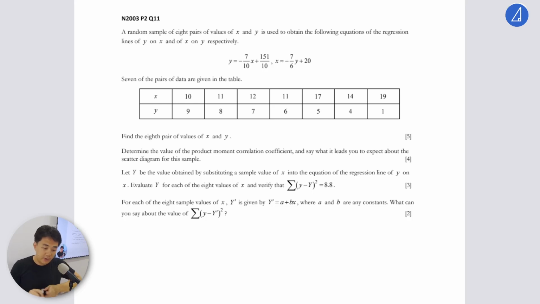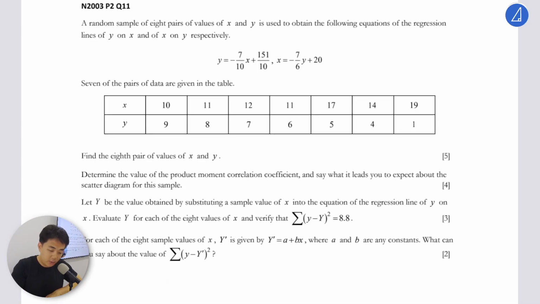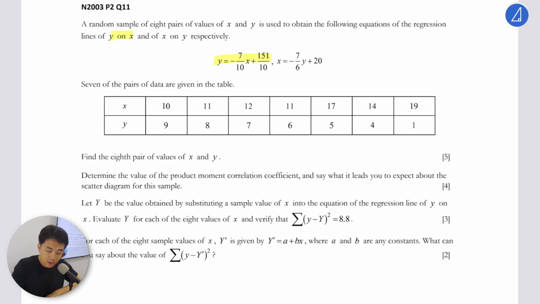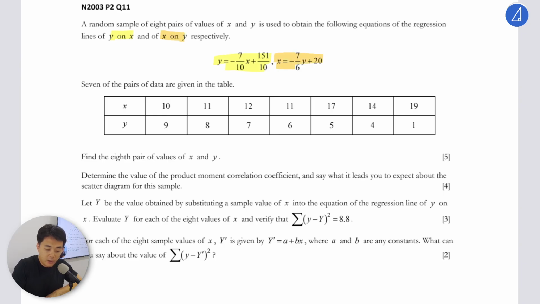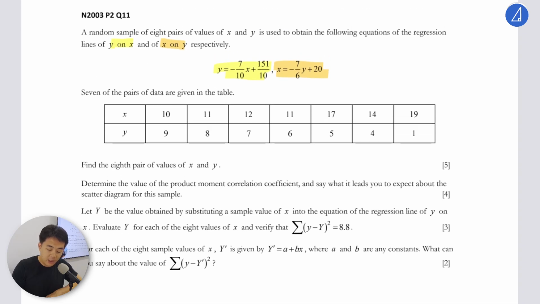So basically, a random sample of 8 pairs of values x and y is used to obtain the following equation of regression line. This is y on x. And then you were told that this one is x on y respectively. So the order matters. In this case, 7 of the pairs of the data are given below.